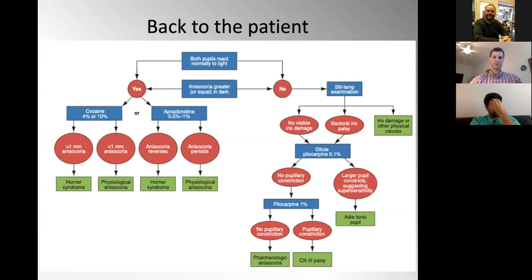There was no history of any trauma. And on slit lamp exam, there was no visible damage to the iris. There was no iris palsy that we could appreciate that was sectoral. So we moved on to do a pilocarpine test. And she essentially wouldn't react to even the 1% pilocarpine. And so that was indicative of a pharmacologic anisocoria.